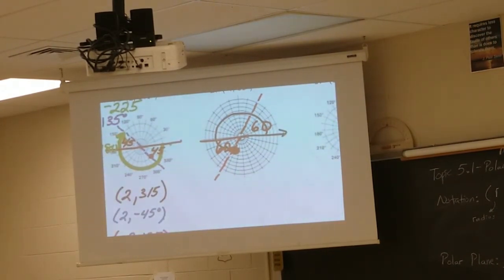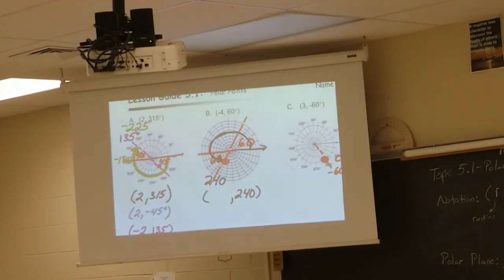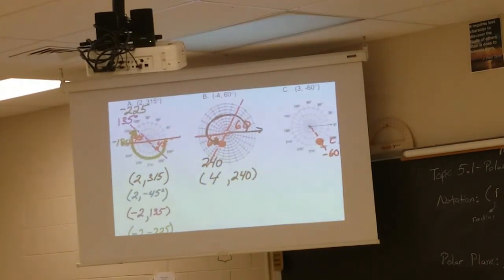So if I'm going to do that black rotation, I have to rotate 60 more degrees past 180, and that's going to get me to the number 240. Okay, 240 is the rotation in a positive manner. Still going to be 4 radii.